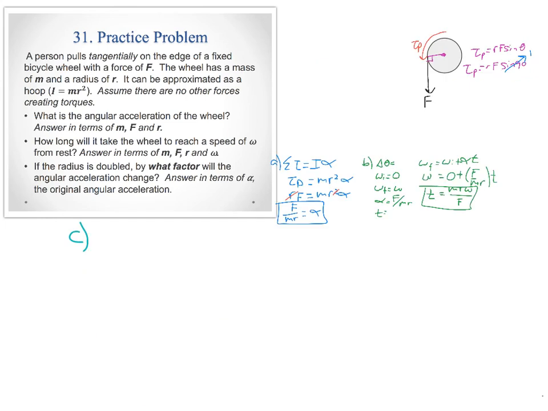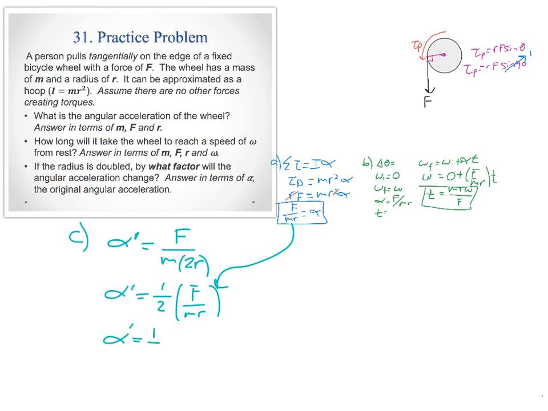And then for part C, we want to know if the radius is doubled, by what factor does the angular acceleration change? And so I'm going to use this equation here and set up A prime, my new angular acceleration. And so that's going to be F over m times 2r. And so I'm going to pull that 2 out from the bottom. And since it's on the bottom, it really gets pulled out to become a 1/2 times F over mr. Okay, which is just my original angular acceleration. So that means that my new angular acceleration, A prime, is just going to be 1/2 of my original. So that would be the factor by which it changes.